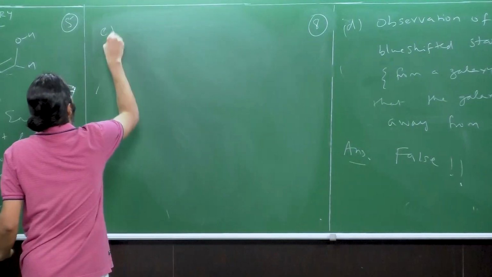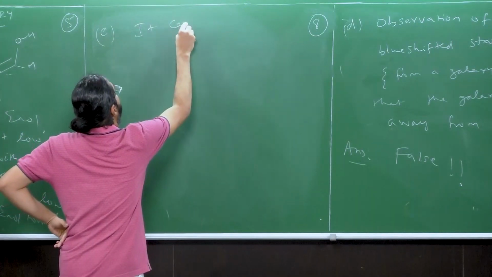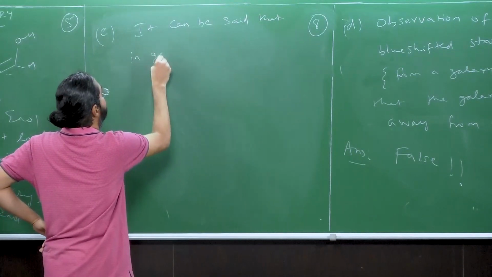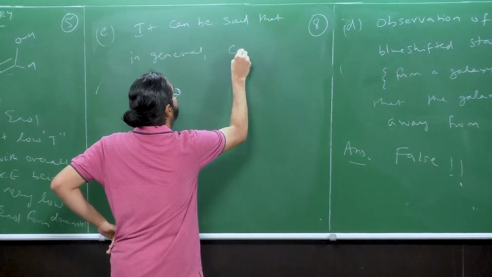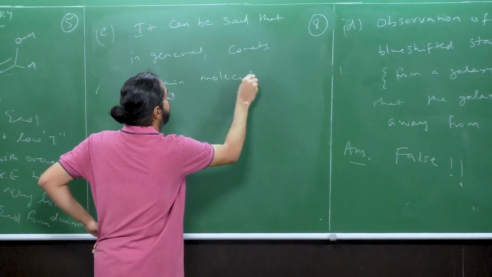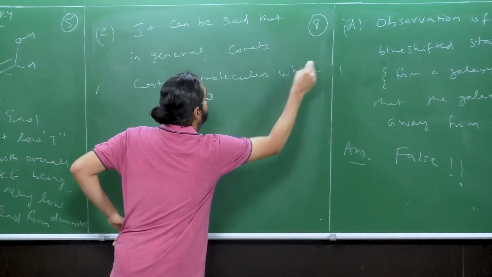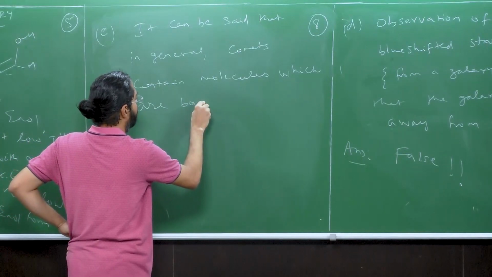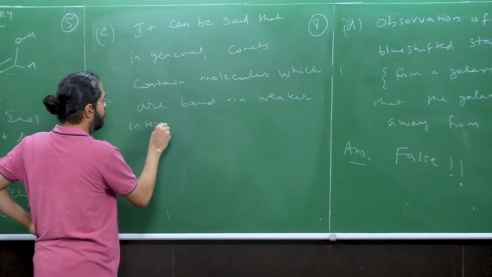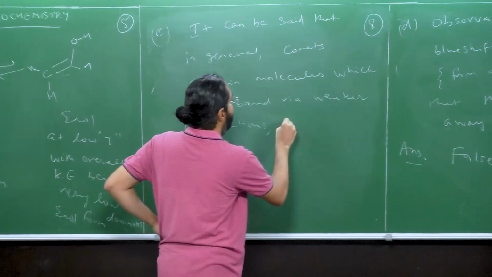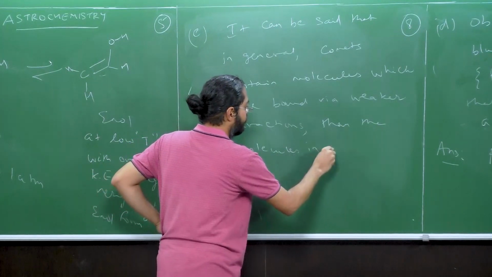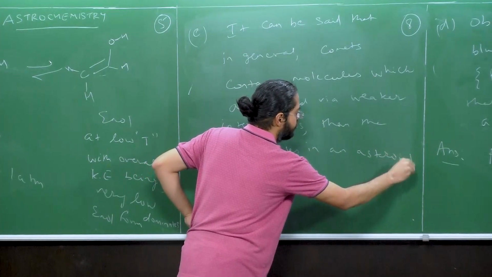And this will be question E. It can be said that, in general, comets contain molecules which are bound by weaker interactions than the molecules in an asteroid? What is the answer?